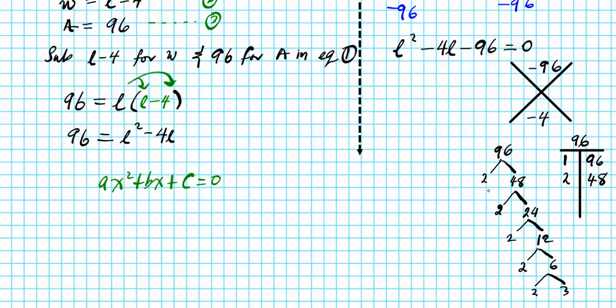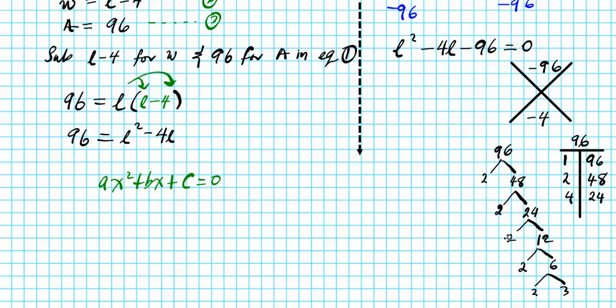Now, what's the next pair? Check this out. 2 times 2, 4 times 24. Guess what? Gives you 96. So you go 4 and 24. See, isn't that nice? If you add these two, you get 28. If you subtract, you get 20. That doesn't hit the number we want, which is 4. So what's the next combination?